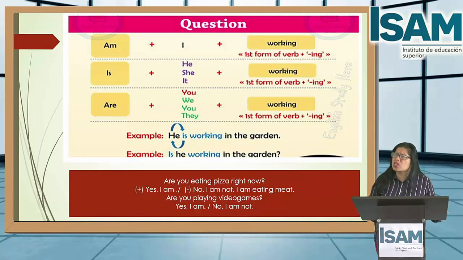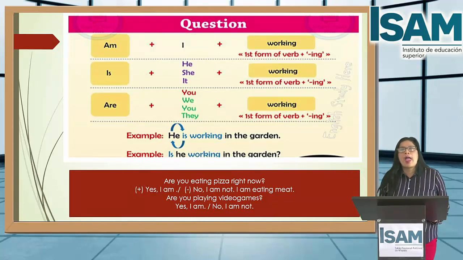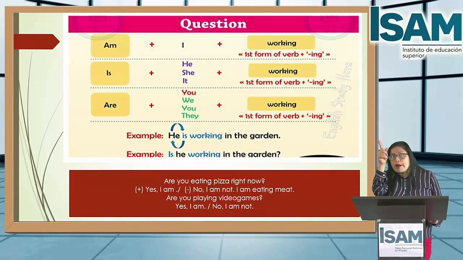Now, questions. What happens with questions? Remember the position in a sentence. First goes what? The verb to be. Yes, the verb to be first. Then continue with what? The subject. And the complement. The complement is the verb with the ing. Here: am I working? Is he, is she, is it working? Are you working? Are we working? Are they working? Student, don't forget the question mark.